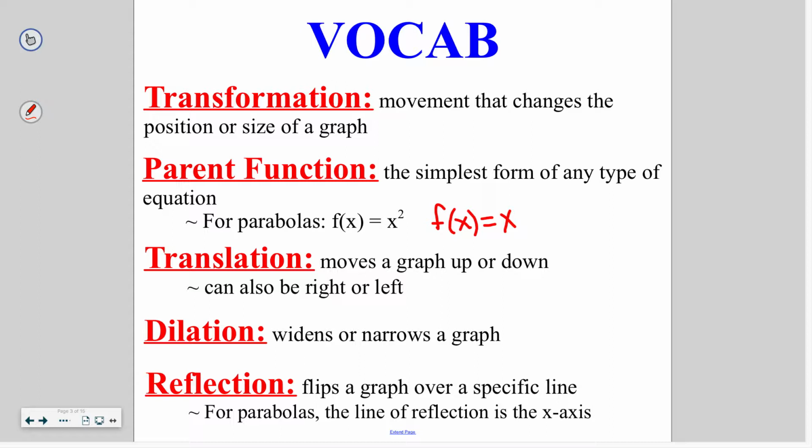The three types of transformations that we are concerned with are translations, dilations, and reflections. A translation moves the graph up or down. It could also be left or right, but we're only going to worry about the up or down component. The dilations make the graph look wider or make it look narrower. And then the reflection is what makes the graph flip over. For parabolas, the line of reflection is the x-axis, so it's going to flip over the x-axis. The reflections are what cause us to have minimums or maximums.